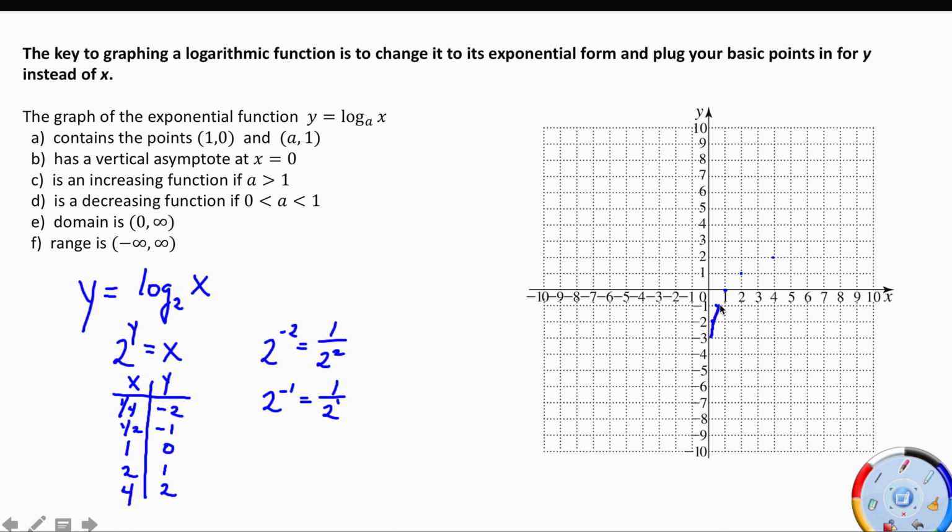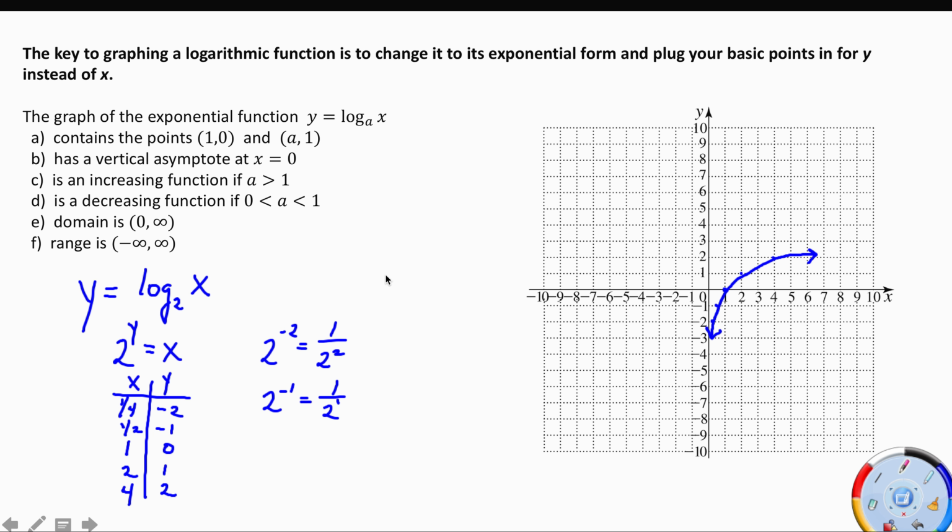So plugging these values in, I have another shape to add to my list, the shape of a logarithm. Notice its features. Just like the exponential always contained the point 0, 1, this one has the point 1, 0. Everything's just in the opposite place. It's the inverse of the exponential. So if an exponential has the point 0, 1, a logarithm has the point 1, 0.